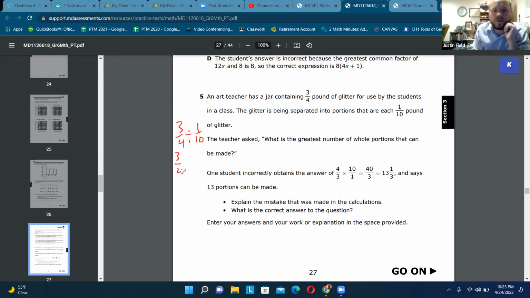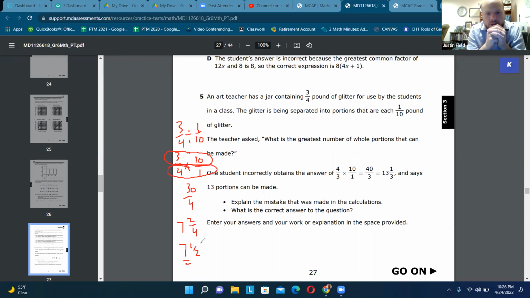So we would flip and multiply, 10 over 1 times 3 over 4, right? Multiply across, 30 over 4, and so that is 7 and 2/4, I believe, just 7.5. So 7 full portions and then half a portion. And so the question is, one student incorrectly obtains the answer of 4/3 times 10 over 1 equals 40 over 3.